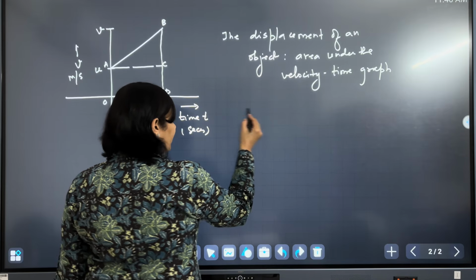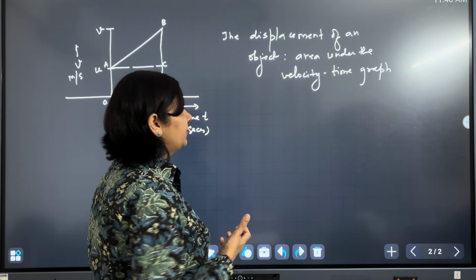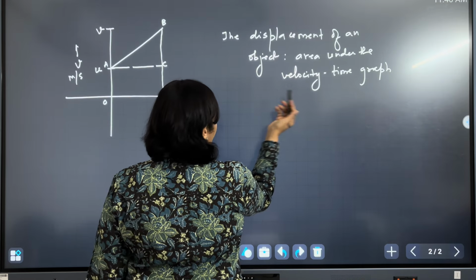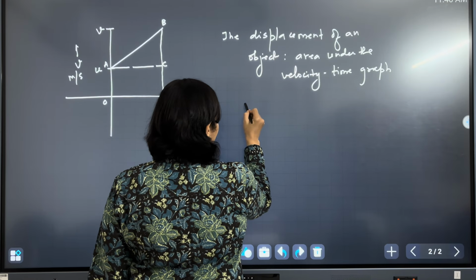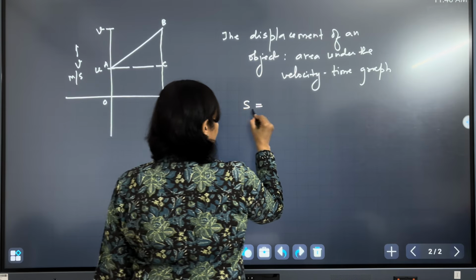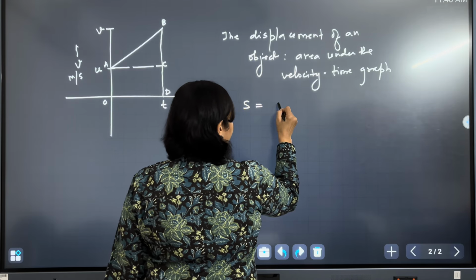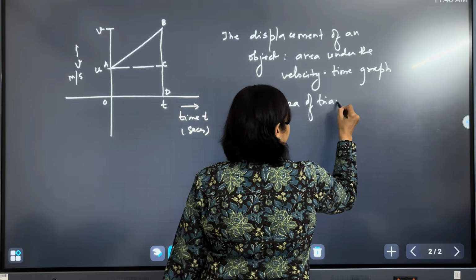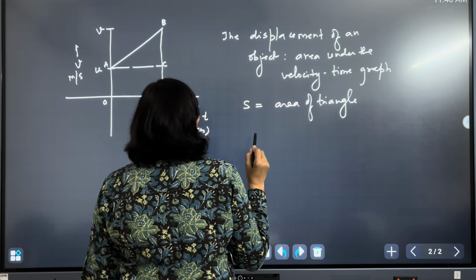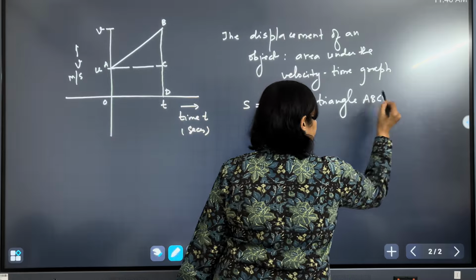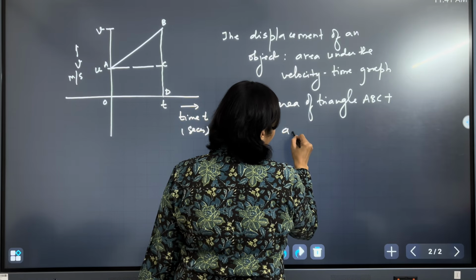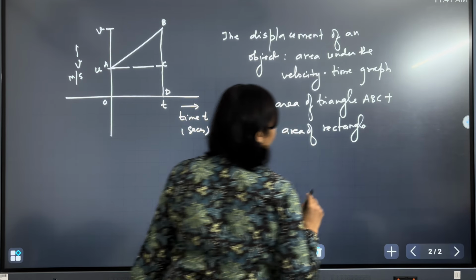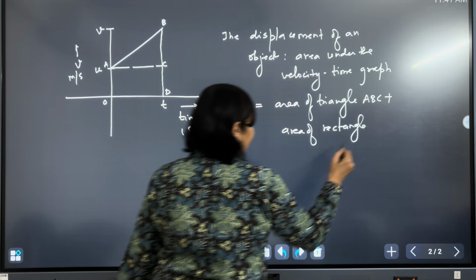Right? We also denote displacement with x, we also denote it by s. So in many books they denote it by s. So let us take s. So s, where s is the displacement, will be equal to the area of triangle ABC plus the area of rectangle OACD.